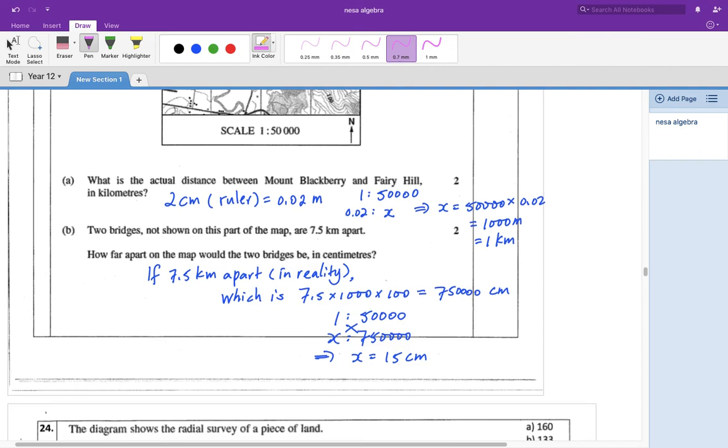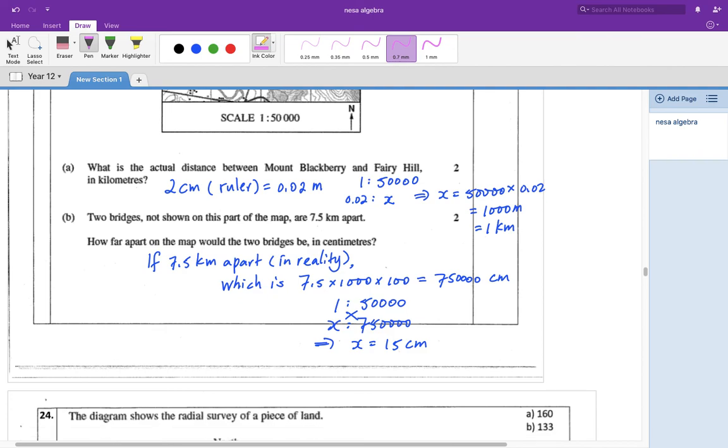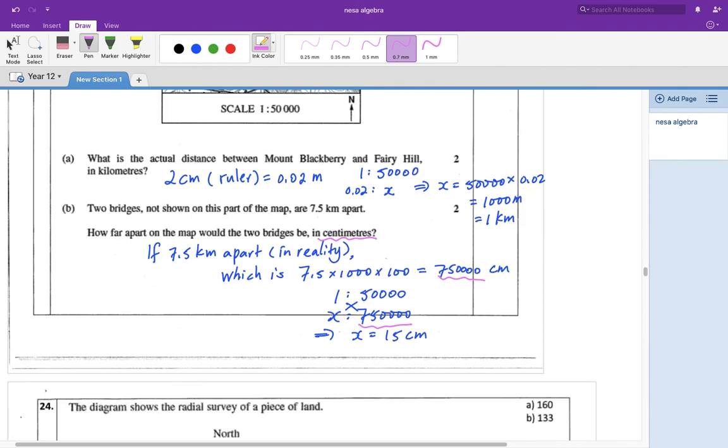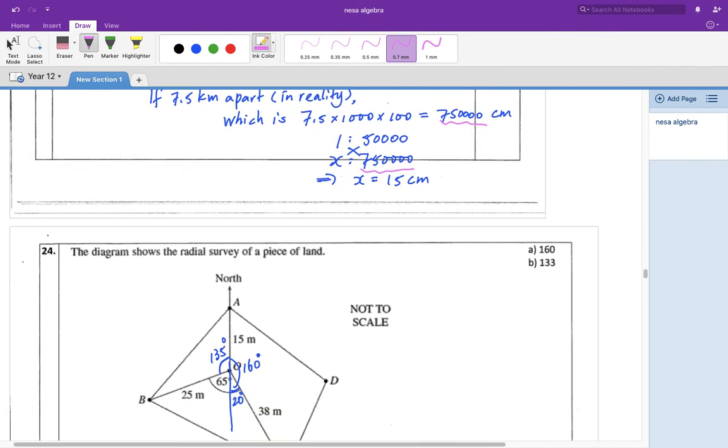Question B. 2 things are in reality 6.5 kilometers apart. So I changed it into centimeters because now I want to go back to maps, and also the question says to represent your answer in centimeters. So convert your units first. And this is how many centimeters there are. And you do 1 to 50,000, that's the scale factor. That's how much it is in reality. I want to find out how much it is on the map. So x is 15 after cross multiplying once again.